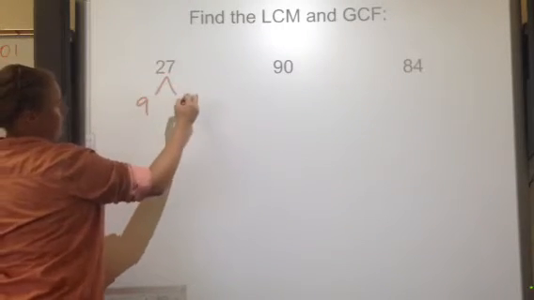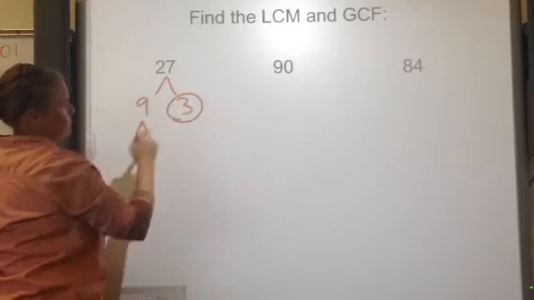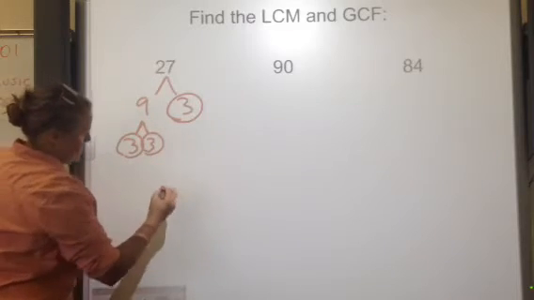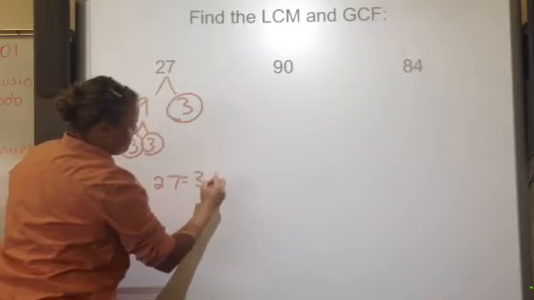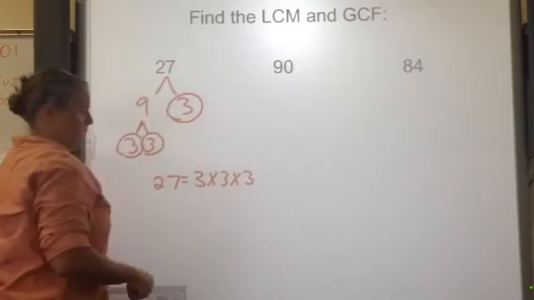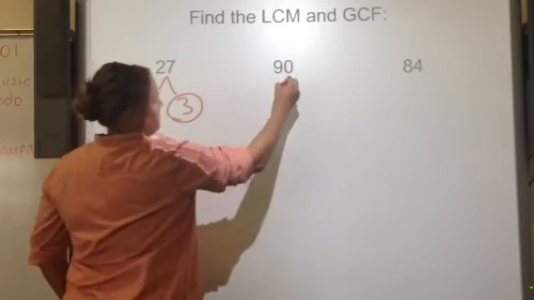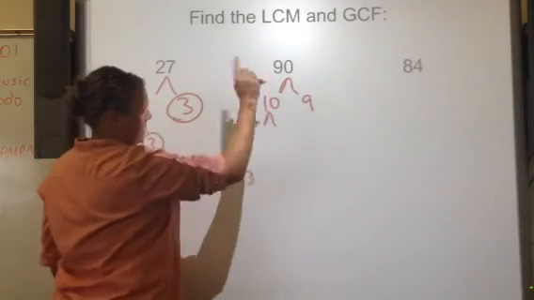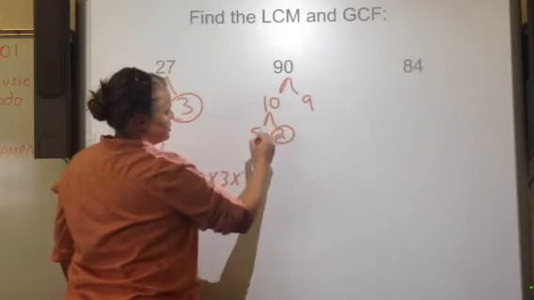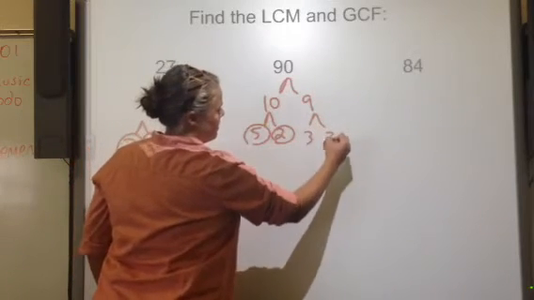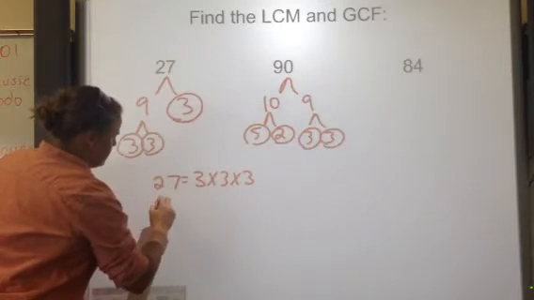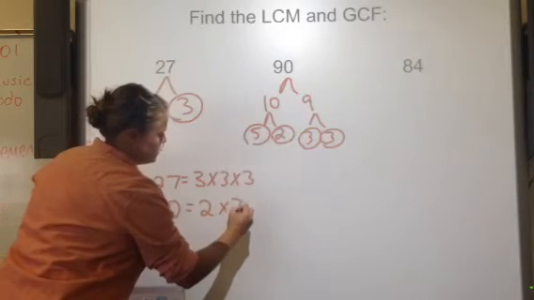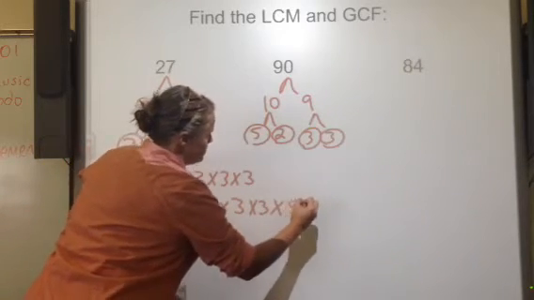27 is going to be 9 and 3, prime number, prime, prime. And 90 is going to be 10 and 9. And again, you can pick any numbers you want. I'm going 10 and 9. 5 and 2. 3 and 3. So 90 is 2 times 3 times 3 times 5.